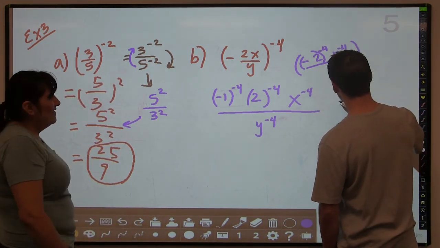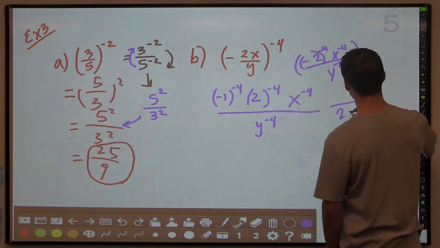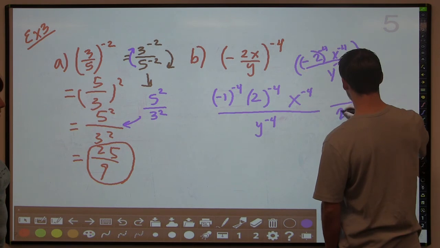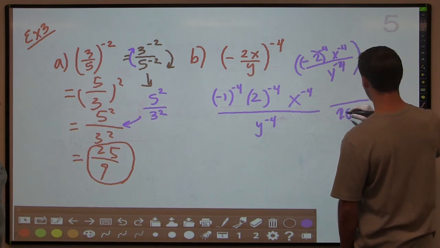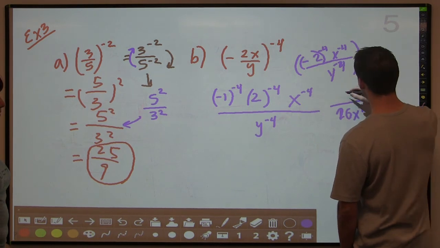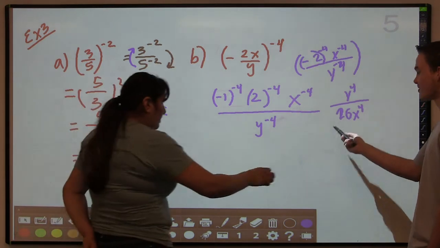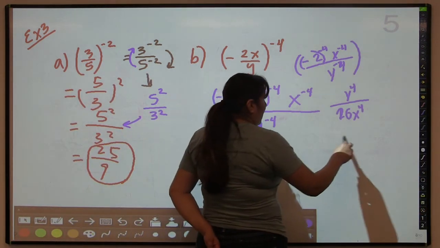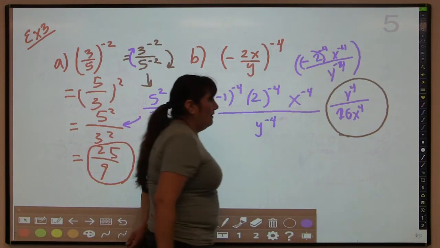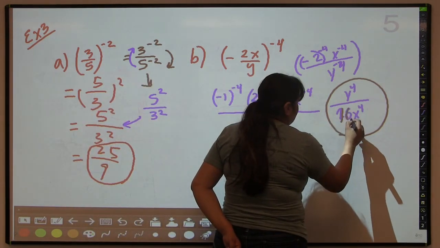Okay, so I'm going to end up with 16 x to the 4th, y to the 4th. It's a 16. Sorry, it's a 16. That's the correct answer. It's supposed to be a 16.